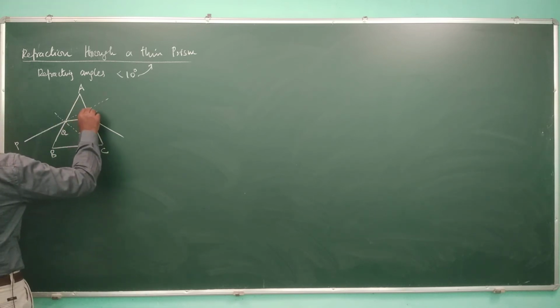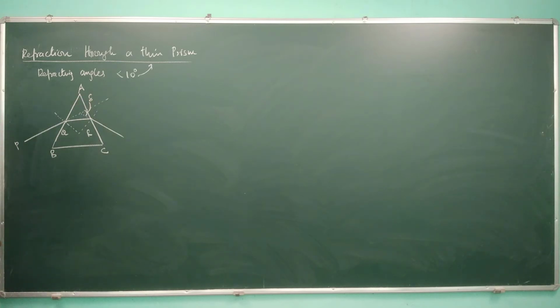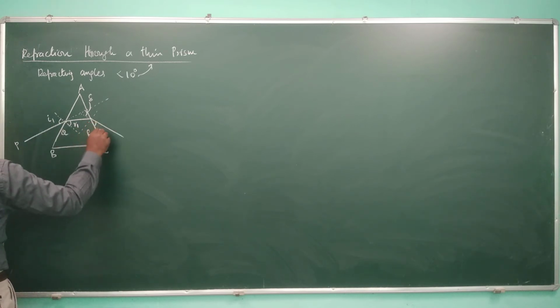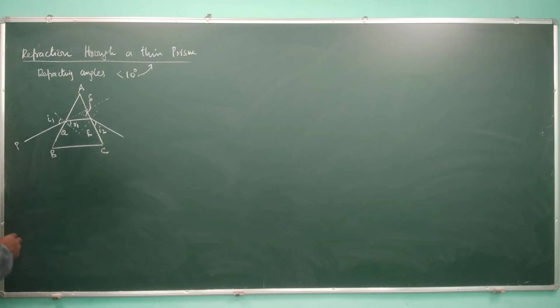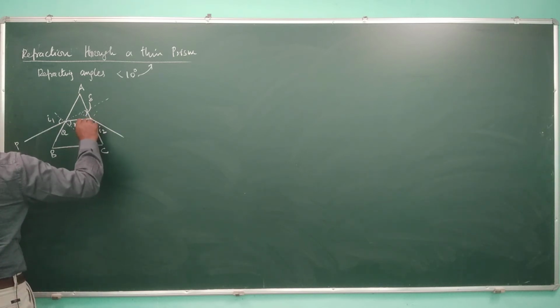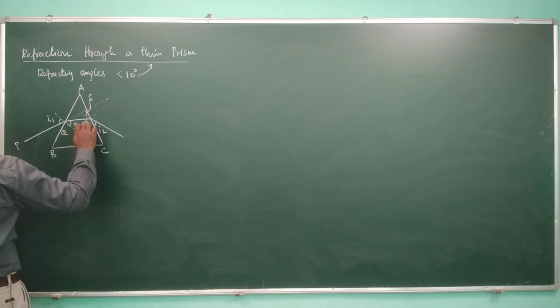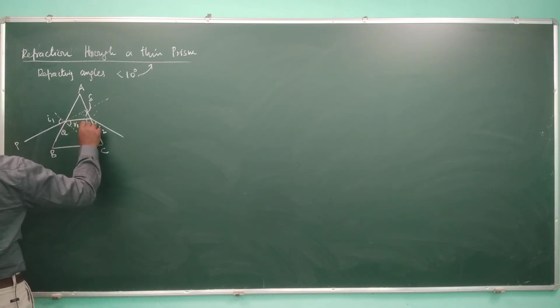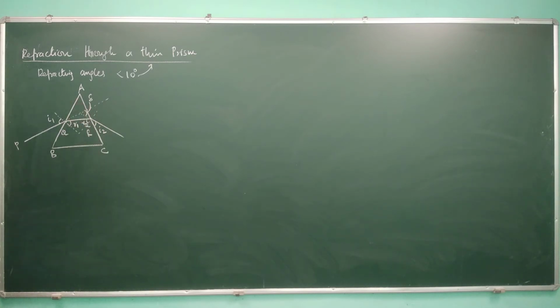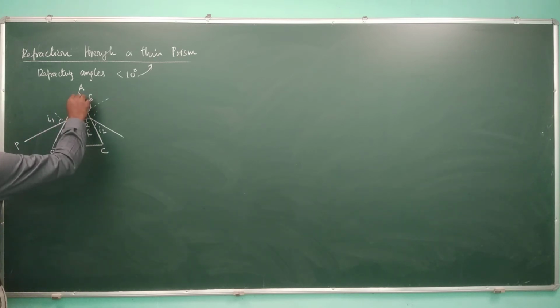Now, this angle is the delta, angle of deviation, this angle is I1, the angle of incidence, this angle is R1, the angle of refraction, this angle is the angle of emergence I2, and this angle is the angle of incidence R2 at the face AC, right? Here PQ is the incident ray, right? Here angle A is small, that is less than 10 degrees.